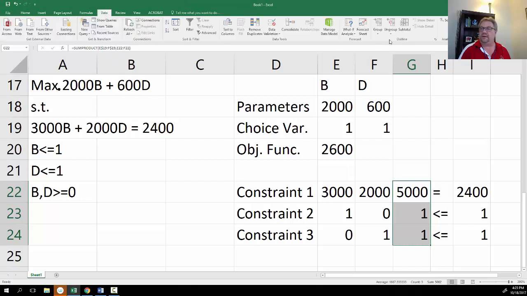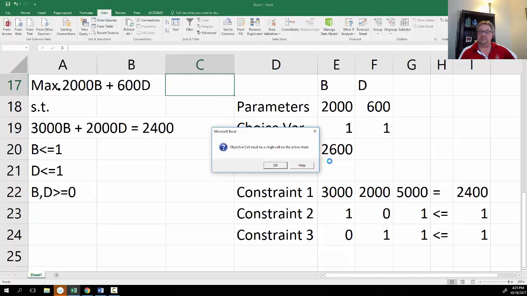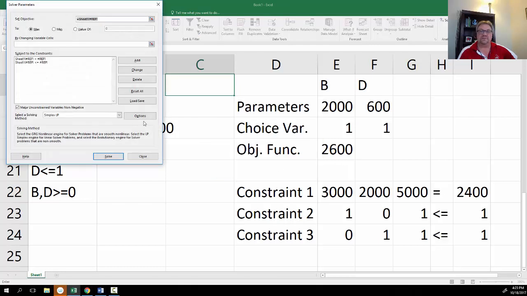So, data. Oh, Solver. Sorry about that. I had these 3 highlighted. Solver doesn't like it when you have multiple cells highlighted. So before you open up Solver, just put your cursor in one cell. So Solver, objective cell must be a single cell. I know. Okay, I don't know what's doing now.